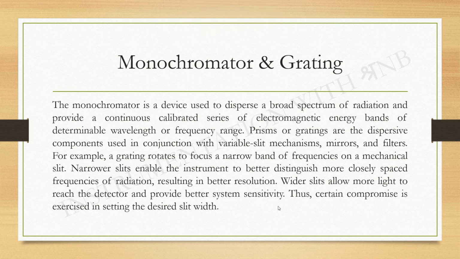For more details about the monochromator, you may go through my first video, Introduction to Spectroscopy. The link is given in the description box. In that video, I have already mentioned the different sources of radiation used for different spectroscopic techniques, monochromators, prisms, and diffraction gratings. So you may go through that.